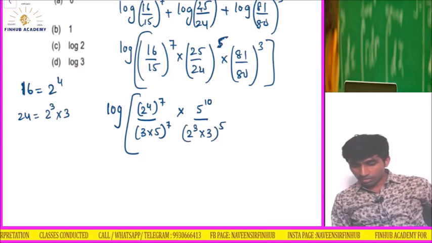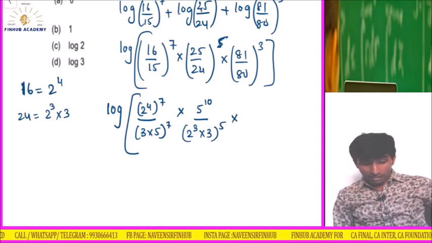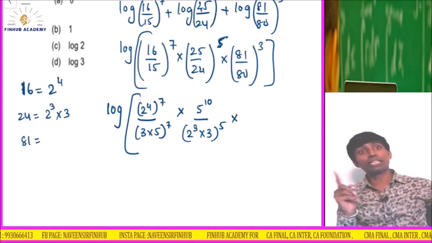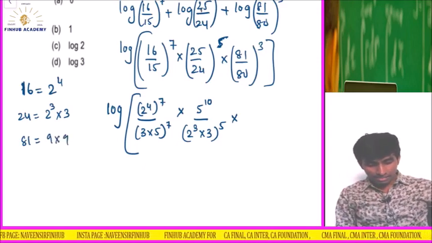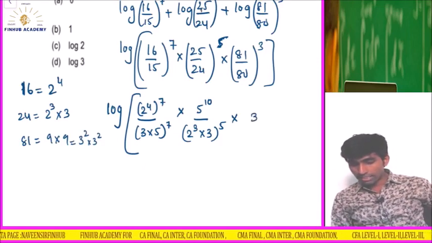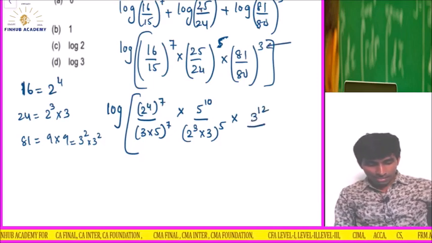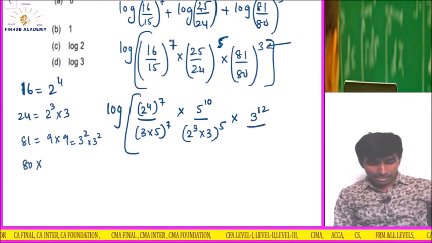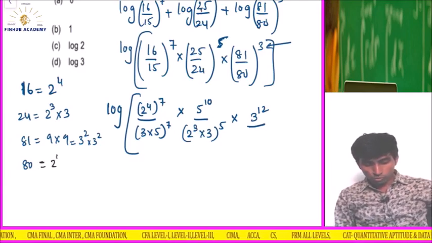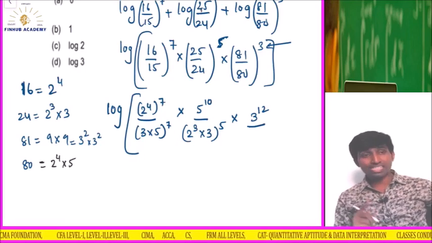Correct now? So go stepwise, or if you can do it very fast, means if you can multiply orally, it's better. 81 can be written as what? 9 into 9 is 81. 3 into 3 into 3 into 3, means 9 into 9, that is nothing but 3 square into 3 square, that is 3 raised to 4. So this is 3 raised to 4 into 3 is 3 raised to 12. Here there is 12. Okay, 3 is also in the power. So 3 raised to 12. 80 can be written as what? 80 is equal to 8 into 10, or 2 raised to 4 into 5. Check: 16 5s are 80. 2 raised to 4 is 16. 16 5s are what? 80.